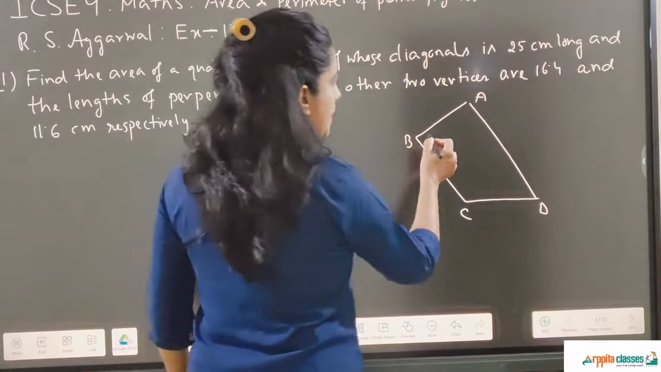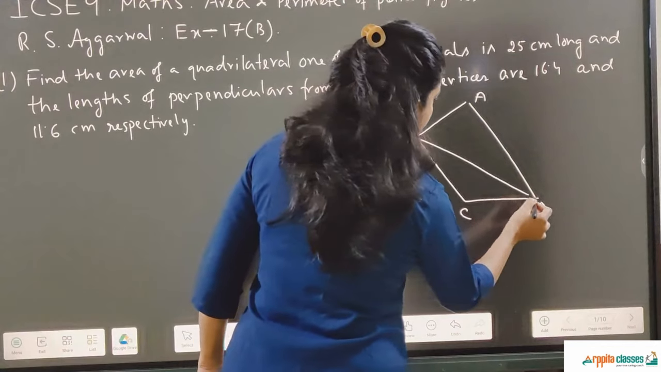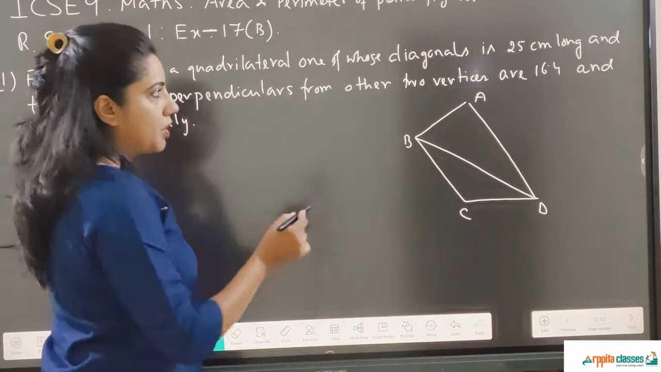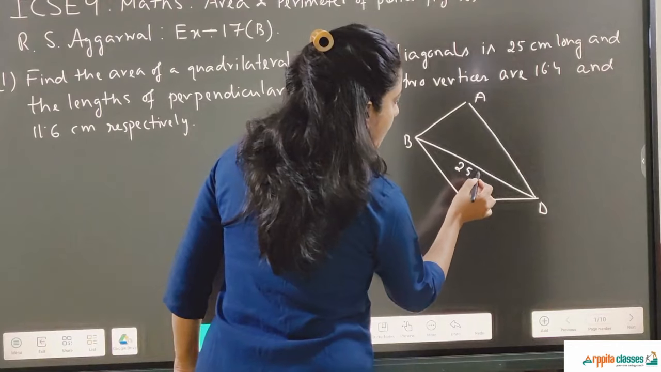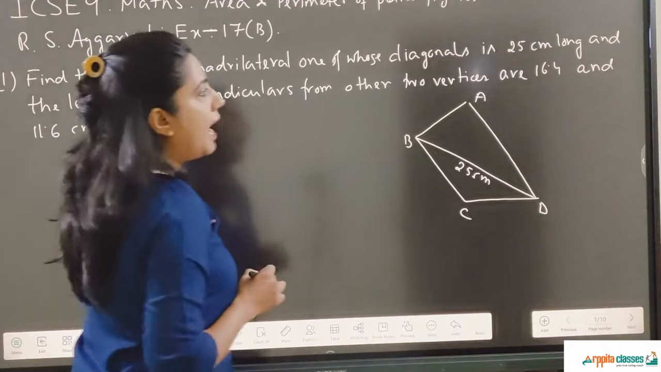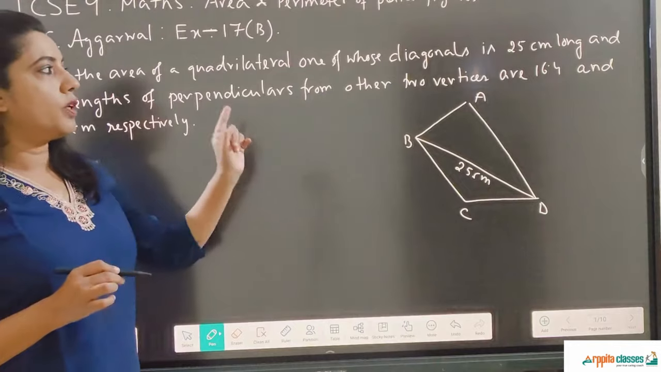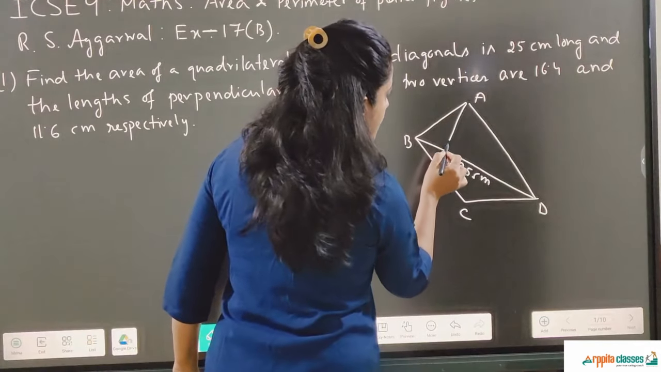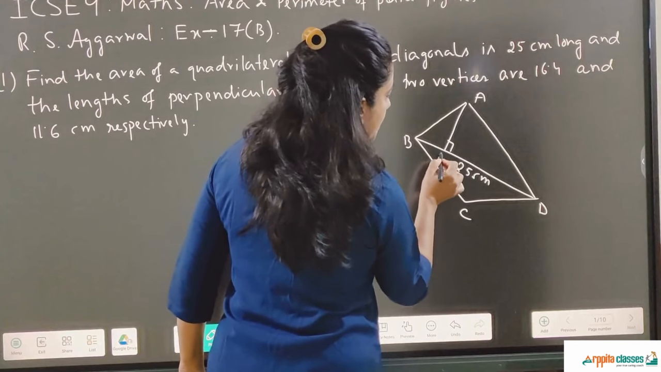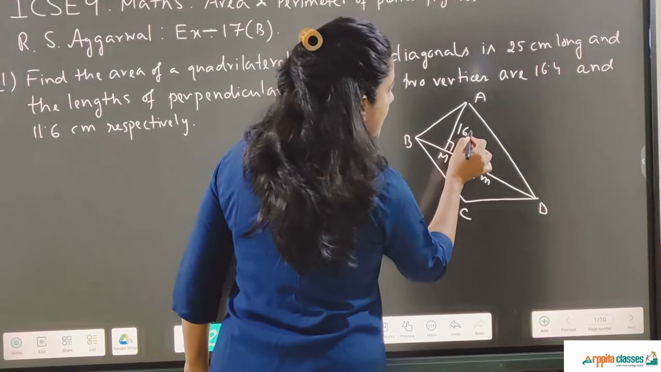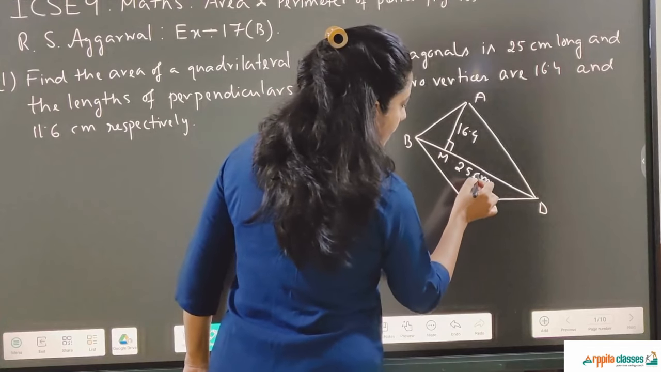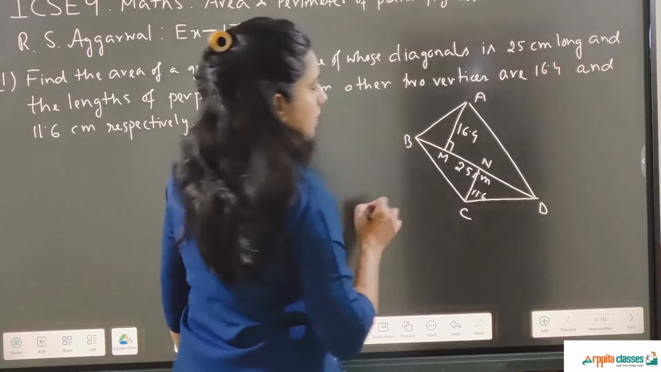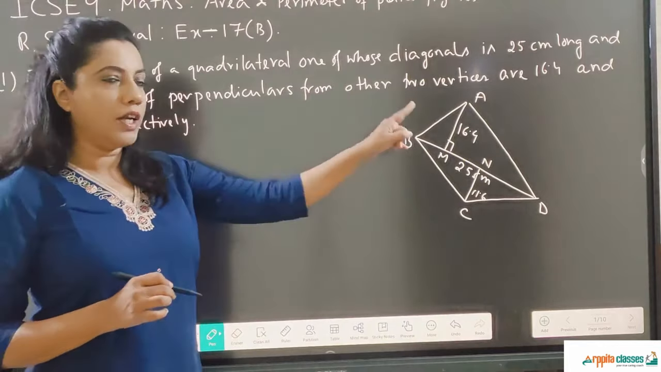Suppose the diagonal BD is given. They are saying find the area of a quadrilateral, one of whose diagonal is 25 cm long. So see, BD is 25 cm long. And the lengths of the perpendiculars from the two vertices: if you draw a perpendicular from this vertex, this is AM, the length of this is 16.4, and if you draw a perpendicular from this vertex, this is CN, this is 11.6 cm respectively. You need to find out the area of the quadrilateral.